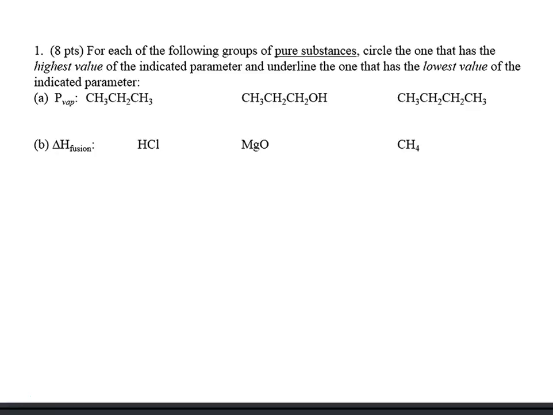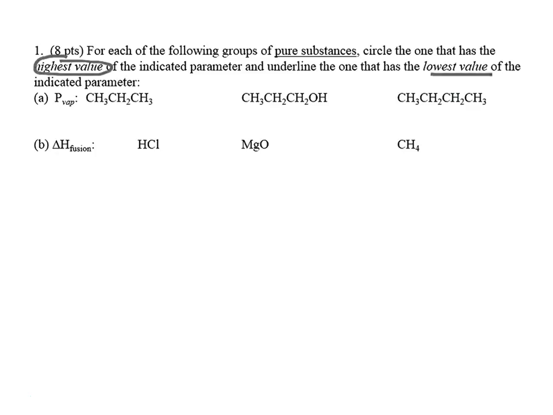Now remember, these are pure substances, and so this question deals with intermolecular forces. You need to identify the strongest intermolecular forces in these sets of 3 substances and then put them in order from strongest to weakest. And then we're going to also discuss how the strength of the intermolecular forces affects the parameter that's listed there, vapor pressure and heat of fusion. So we're going to start with A, which is vapor pressure. We're going to circle the highest value and underline the lowest value.